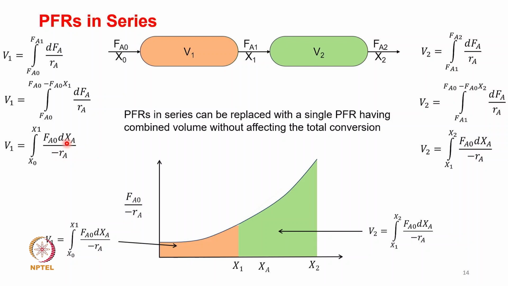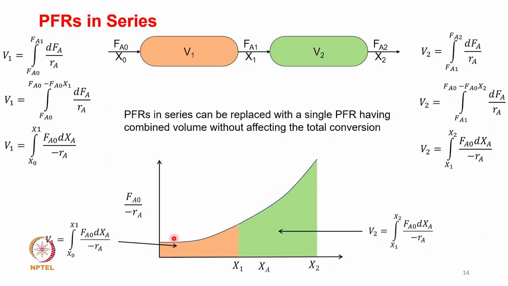The same process applies for the second reactor, V2. Here your integral should be from Fa1 to Fa2 of dFA by Ra, and Fa1 is Fa naught times (1 minus x1), and Fa2 is Fa naught times (1 minus x2). You may replace dFA with an expression as a function of xa, and you may see that eventually the integral would stand from x1 to x2, because that is the inlet conversion and this is the outlet conversion. V2 would finally be evaluated as the integral from x1 to x2 of Fa naught dxa by minus Ra.